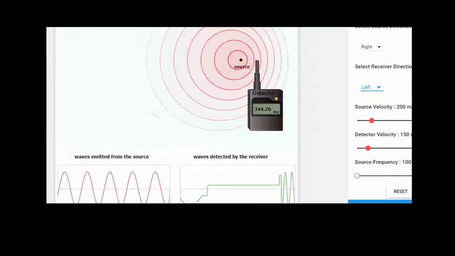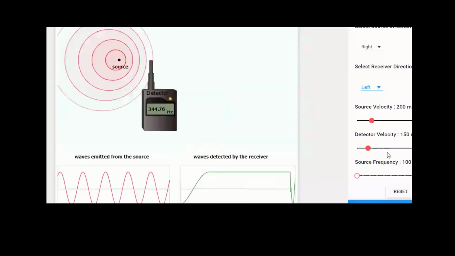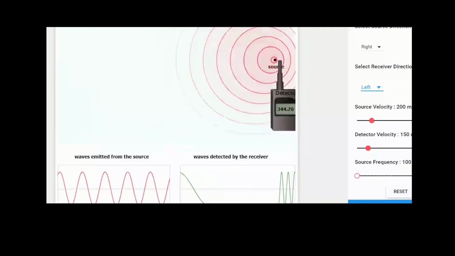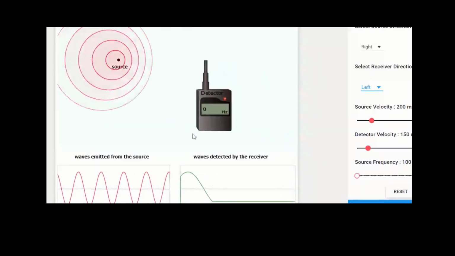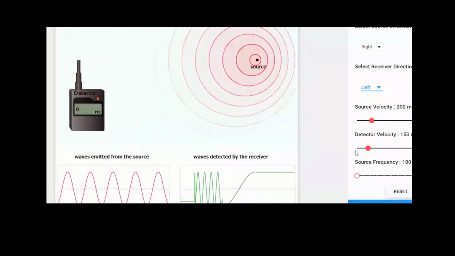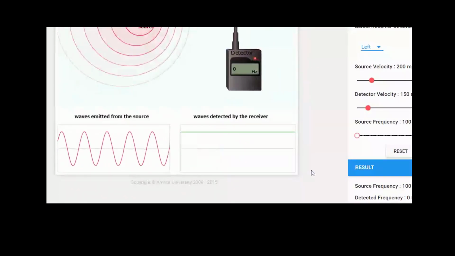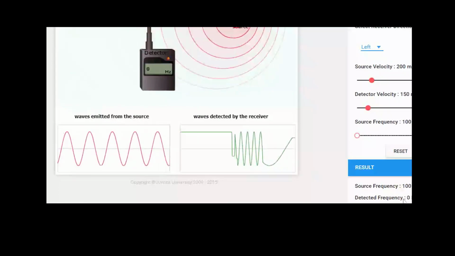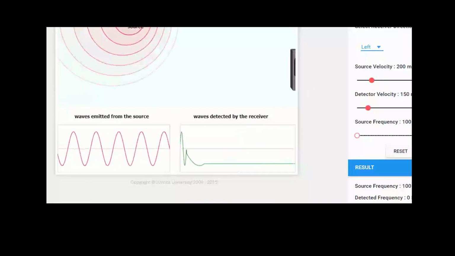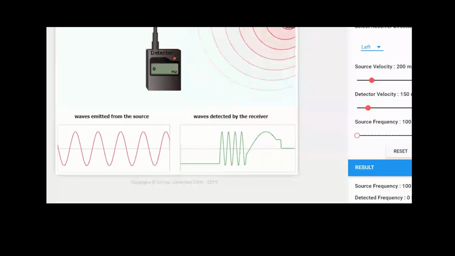Yes, ma'am. Okay, I have given the source velocity, I have given the detector velocity, and I have given a frequency of 100 to the source, exact value 100. When they are moving close to each other, you see the frequency increased. When they are moving away, 35.5 is observed. The same frequency you can see in the result, and you can also calculate it from the formulas. These values should be the same.